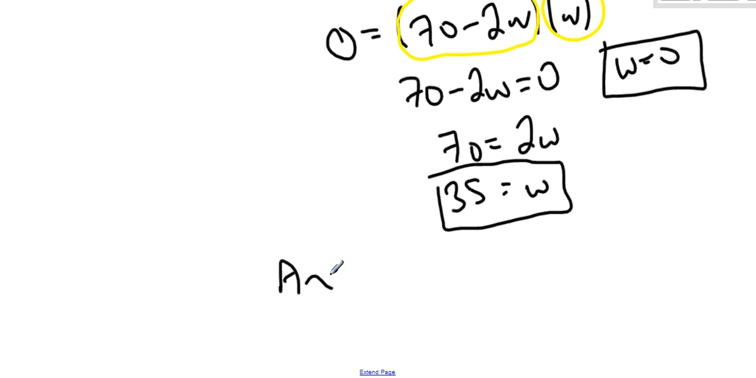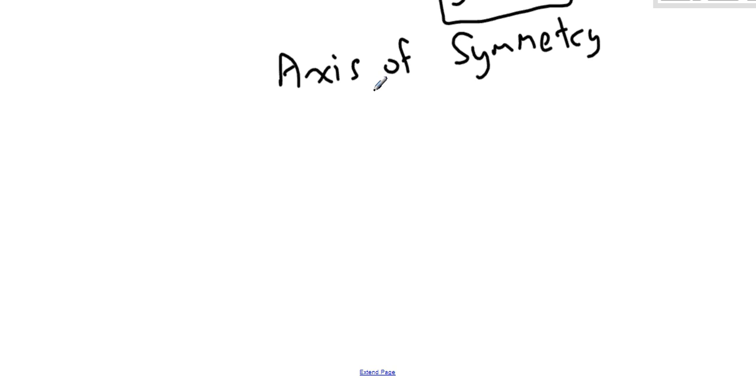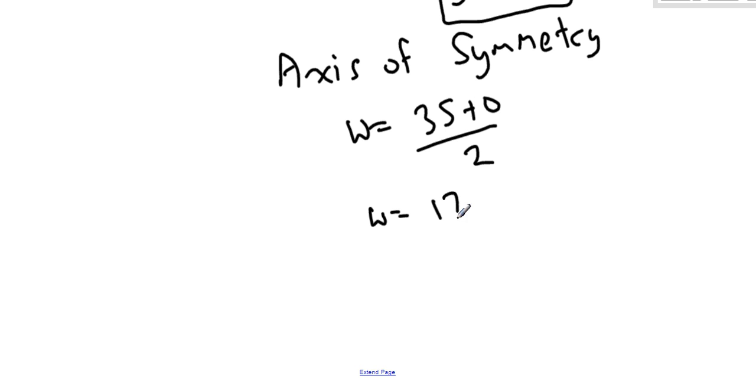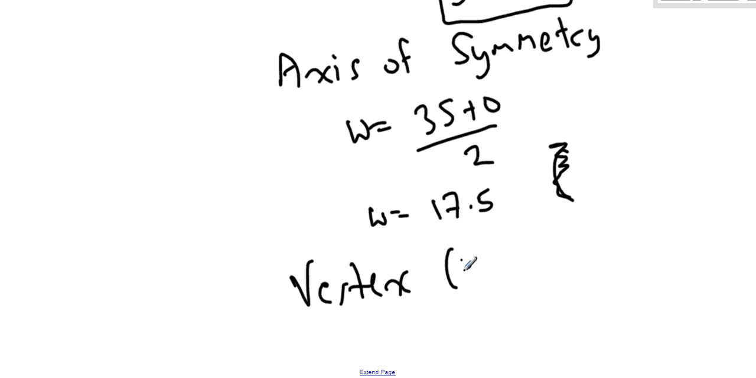So we can use the roots to find the axis of symmetry, because the axis of symmetry, by definition, will be exactly halfway between the roots. So it will be at w equals 35 plus 0 divided by 2. So the axis of symmetry is at the point where w is 17.5. And that means that my vertex is at 17.5, comma, something. So how am I going to find what that something is? And I need to find it because that something represents my maximum area.